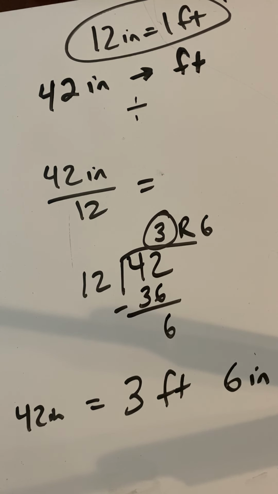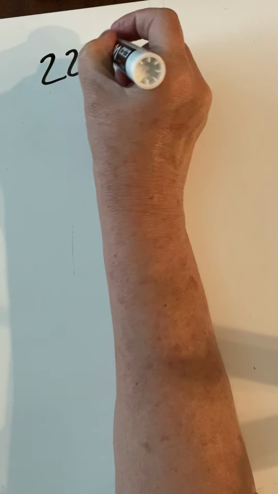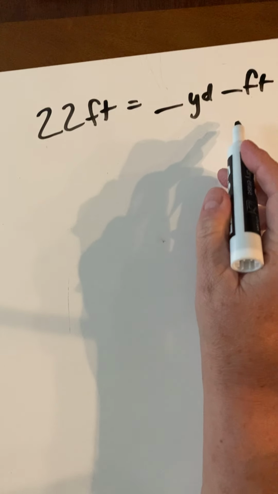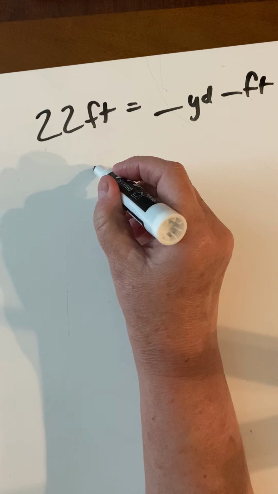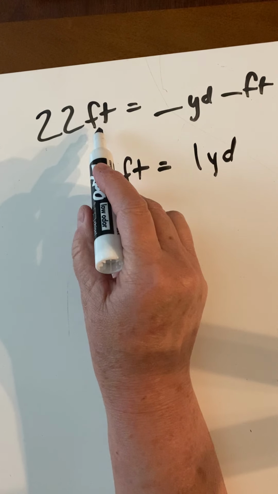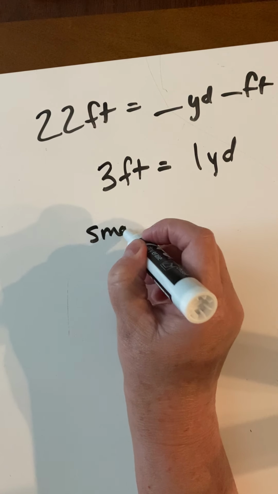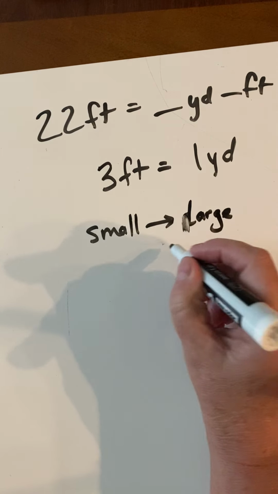If I look at number 10 on page 809, it says 22 feet is how many yards and how many feet. So there should be a remainder, right? Because it turns out that it's not going to be perfect. I know my conversion is 3 feet equals 1 yard. So I'm going from a small unit into a larger unit, which is yards. So that means I'm going to be dividing. Going from small to large, you divide.